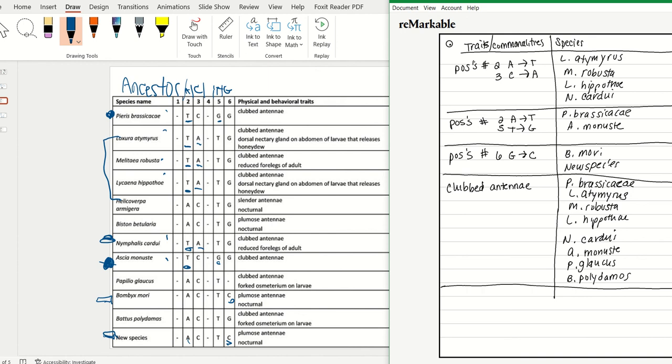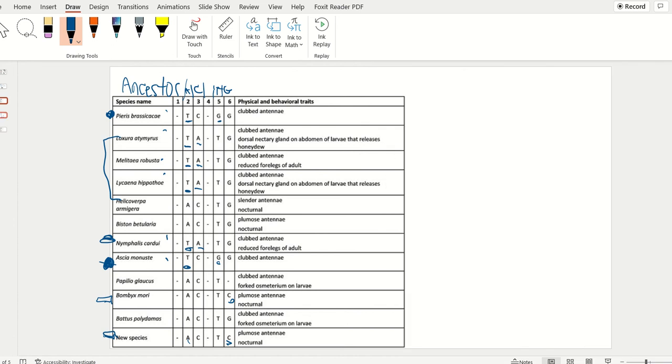All right, so I have quite a lot of these species with clubbed antennae. So I'm going to go ahead and look at the next one that I'm seeing has several species in it, and that is the plumose antennae. So for the plumose antennae, B. bentallaria, Bombyx mori, the new species, I think that's it. So I have one, two, three species with plumose antennae.